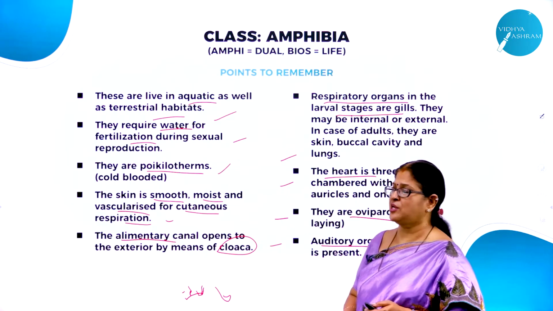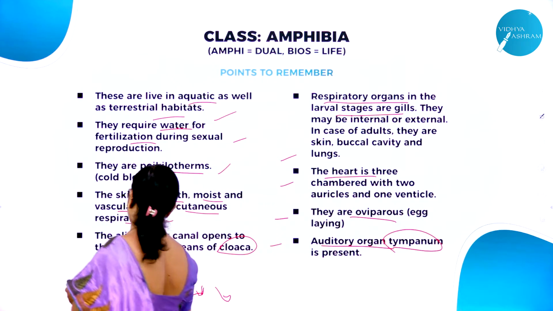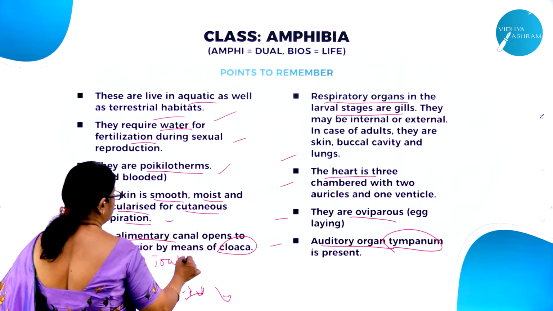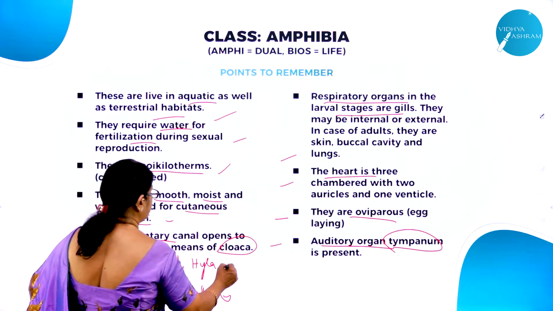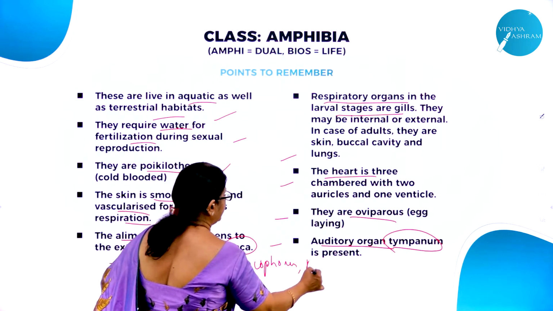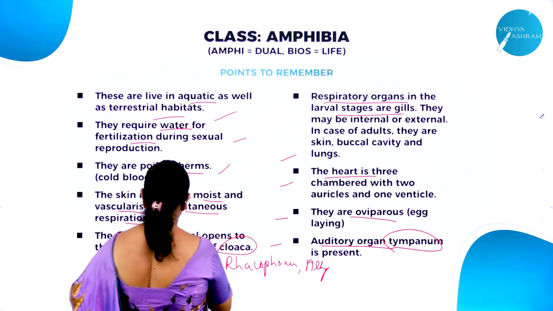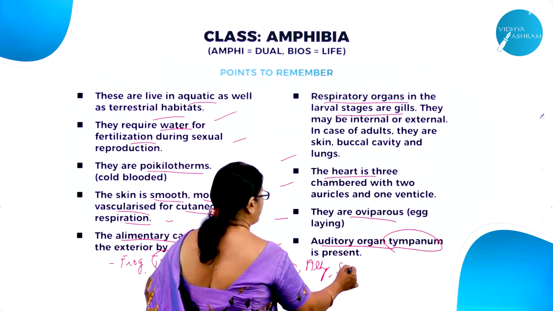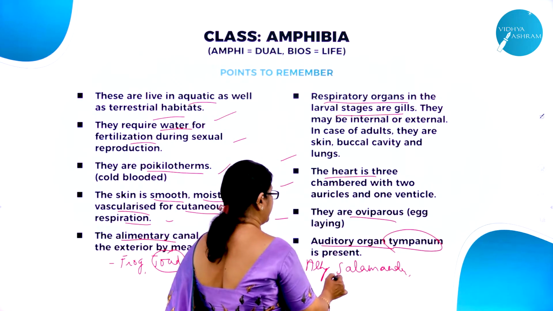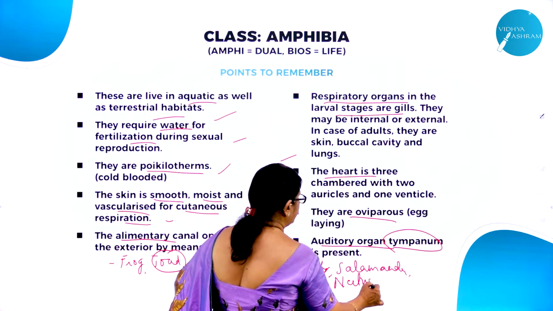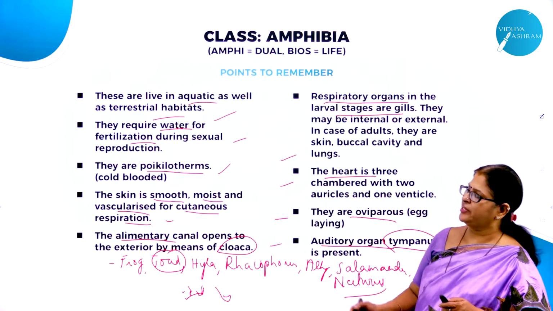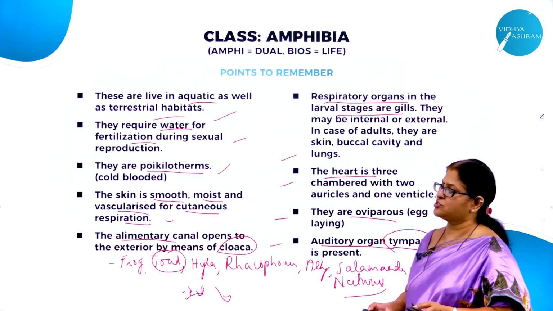What are the examples you are going to give? You can give the example of frog, toad, Hyla, Rhacophorus, then Ichthyophis, that is toad. Toad is called as an elite. Then salamander, Necturus. All these are the examples for class Amphibia, a very important class to be learned, which is commonly asked in the examination.